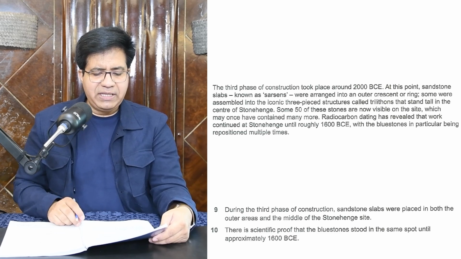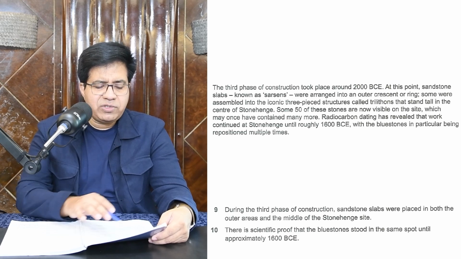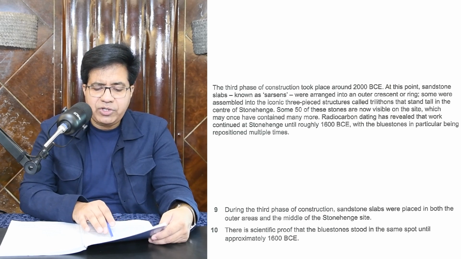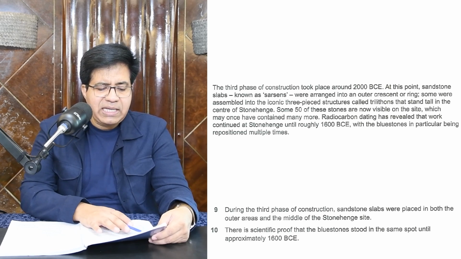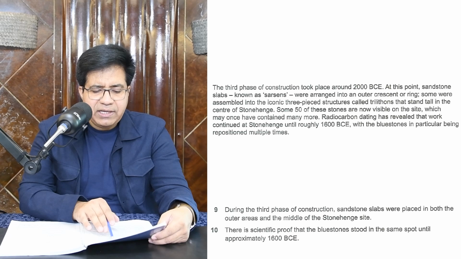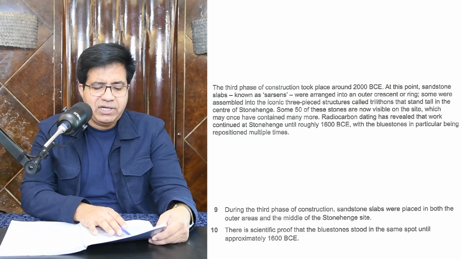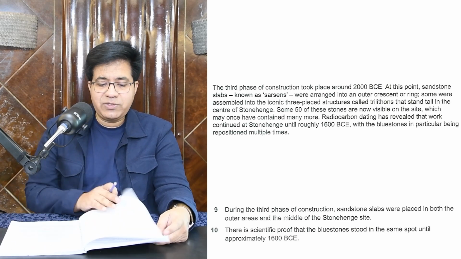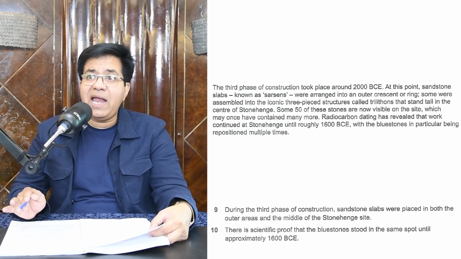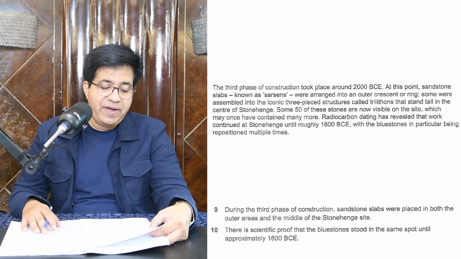Okay, now I'm going to read it from there. The third phase, second sentence. At this point, sandstone slabs known as sarsens were arranged into an outer crescent or ring. Some were assembled into the iconic three-piece structure called trilithons that stand tall in the center. Now first they said outer and then they said center. So come back to the question. Sandstone slabs were placed in both outer and middle. For center, they use the word middle. So what is the answer? The answer is true. Well done.